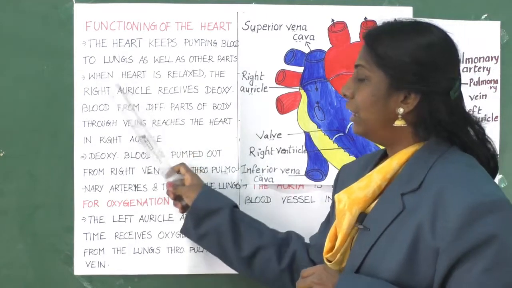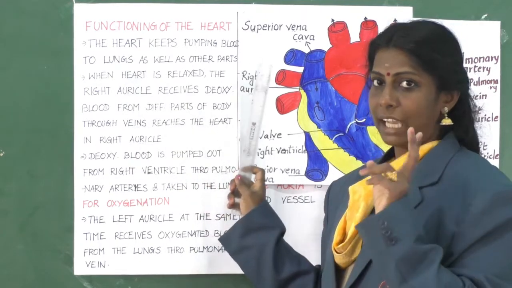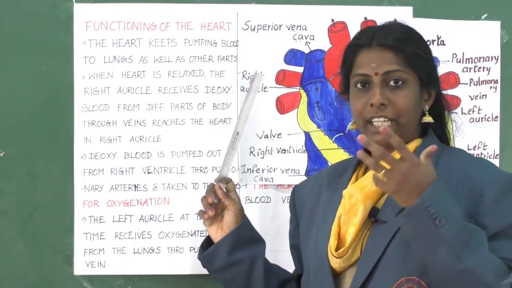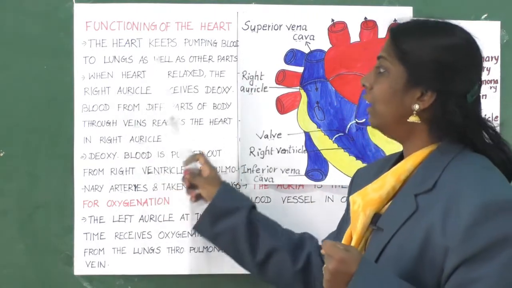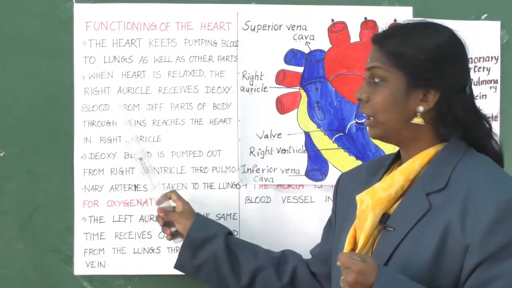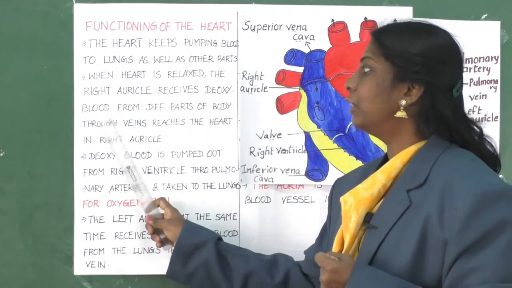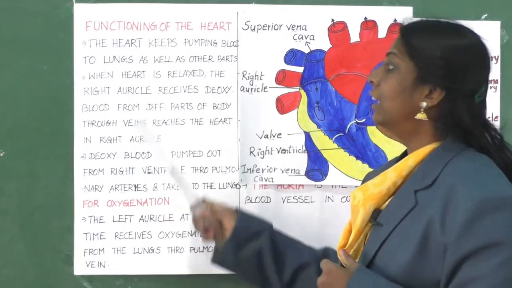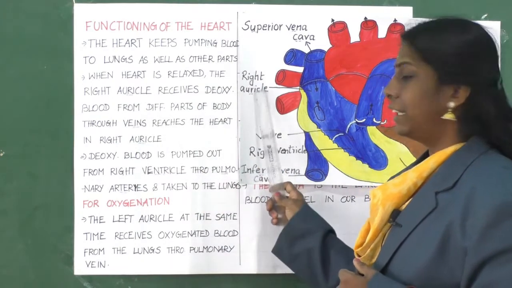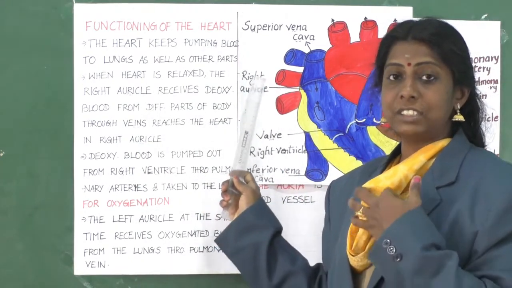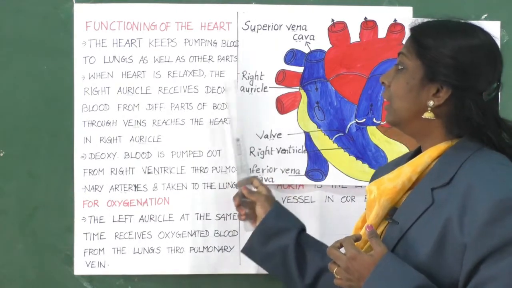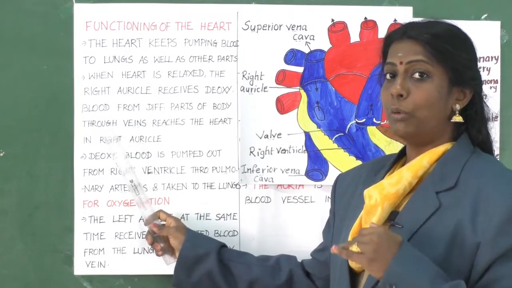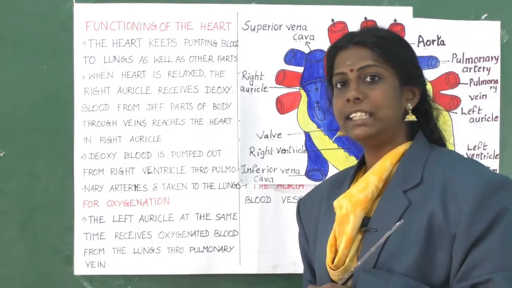Clear? Two mechanisms are going on, that is contraction and relaxation. Now when the heart is relaxed, the right auricle receives deoxygenated blood. Where is it? Here, the upper part on the right side, that is the right auricle. This will receive deoxygenated blood. What is deoxygenated blood? When carbon dioxide is more, that blood is said to be deoxygenated blood.